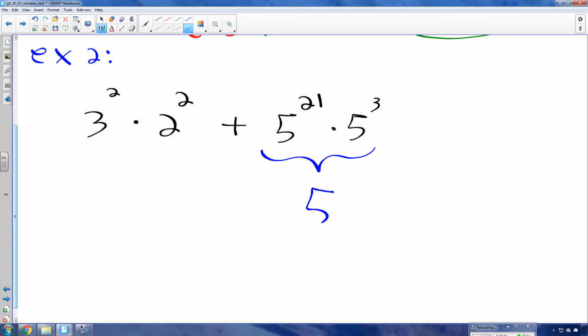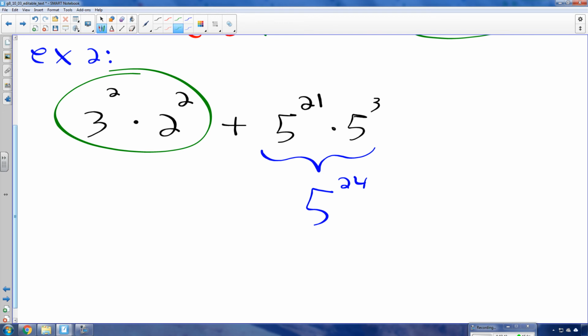And now let's just focus on this right here. Can we do anything with that? Can we use a property, or should we do something different? We can't really use the property of keep the base, add the exponents. We can't do it because they're not the same base. You can't keep the base. You wouldn't know whether to keep the 3 as the base or keep the 2. So you actually have to do the math out.